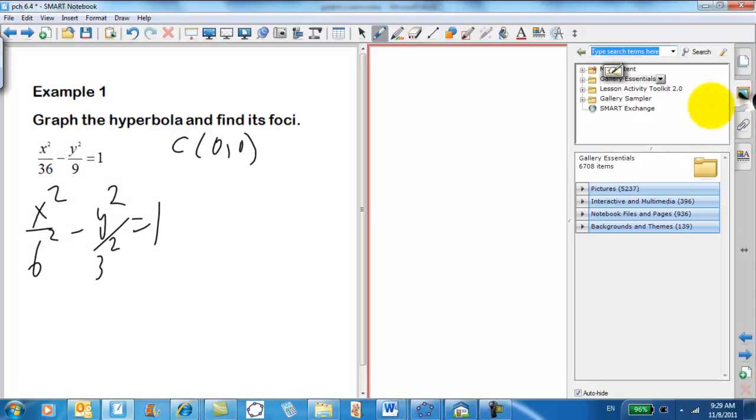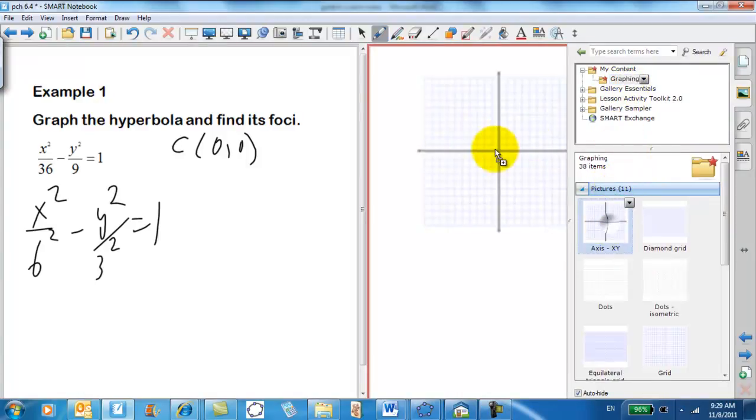Let me get some graph paper. Graphing. Here we go. No graph paper.